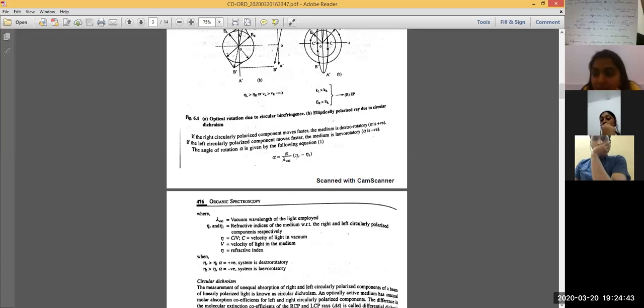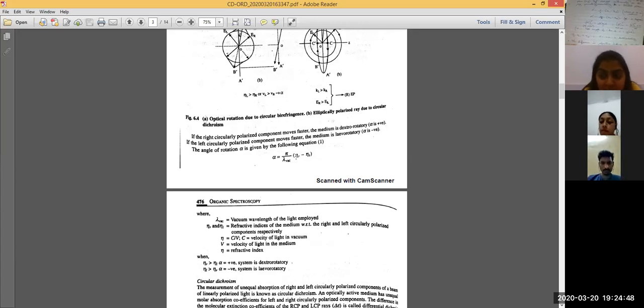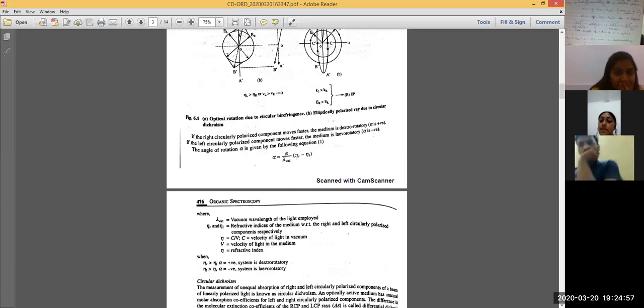Okay, in this, do you have alpha? Can you see what is written here? Okay, the first equation which says alpha is equal to pi upon lambda multiplied by eta R minus eta L was also there in Jagmohan, isn't it? Yes. But then the eventual conversions of alpha into specific rotation and then into molar rotation is not given in Jagmohan.